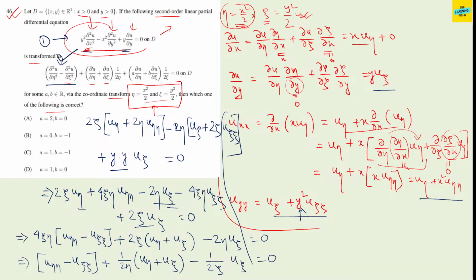So we get this term, this term, and this term. Therefore, if we compare, there is only the u_ξ term, so this term we only get. Therefore, there are no terms of η. That means a equals simply 0, and b equals what? It is minus, and here plus is given. So b equals minus 1.